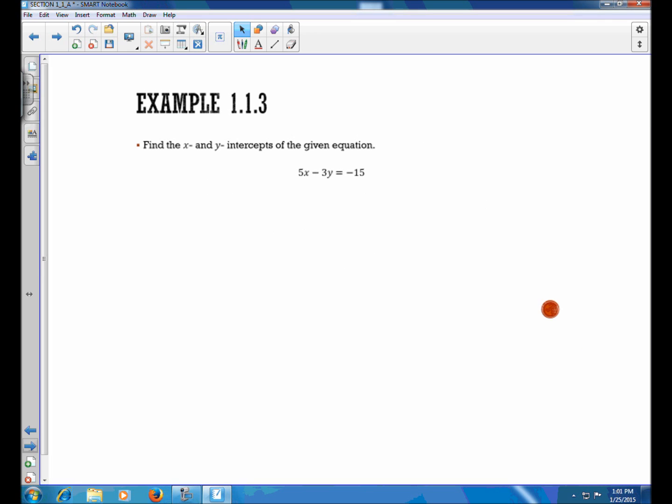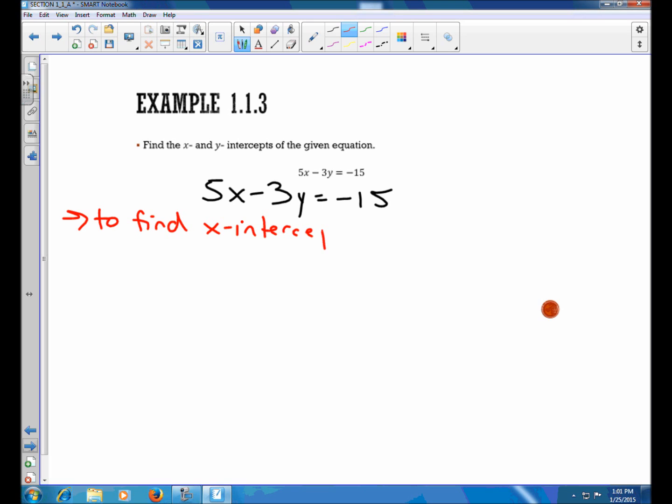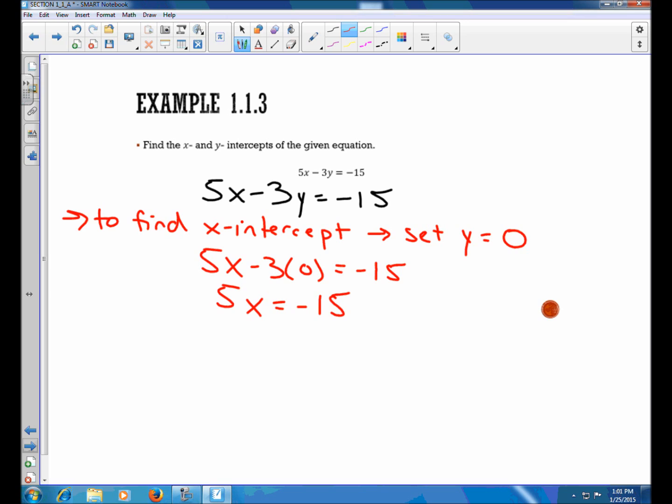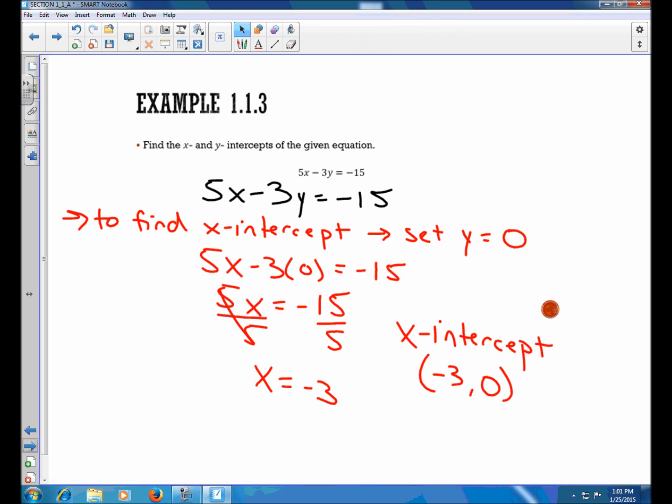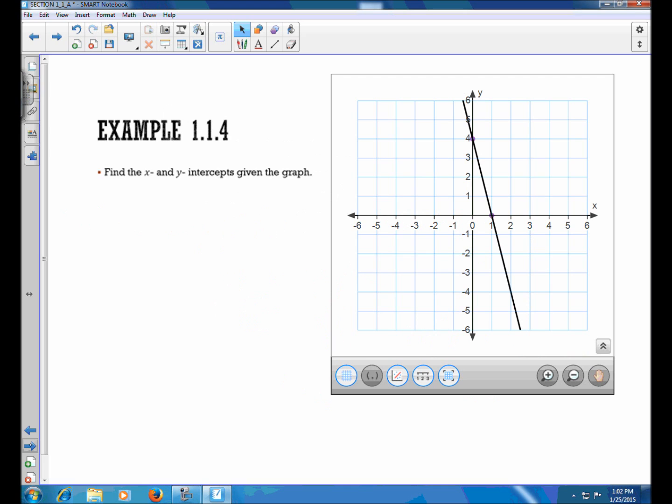So now we're given this equation and we want to find the x and y intercepts. The equation is 5x minus 3y is equal to negative 15. So let's start by finding the x-intercept. To find the x-intercept, we're just going to set y equal to 0. So we have 5x minus 3 times 0 equals negative 15. It gives 5x is equal to negative 15. Divide both sides by 5, and you see that x is negative 3. And so our x-intercept is going to be the point (-3, 0). Now let's do the same thing to find the y-intercept.